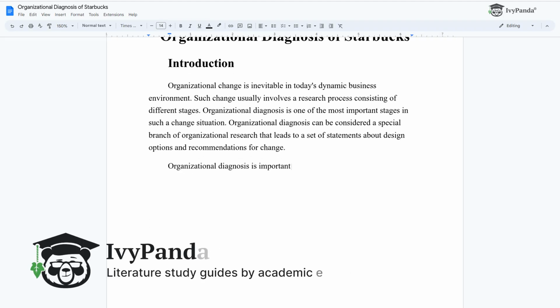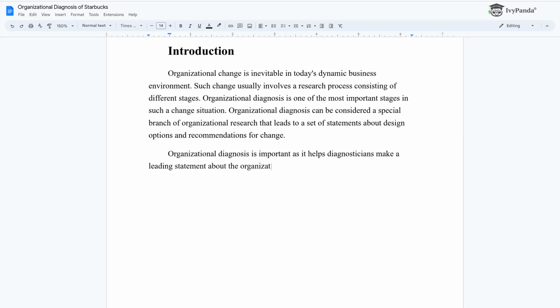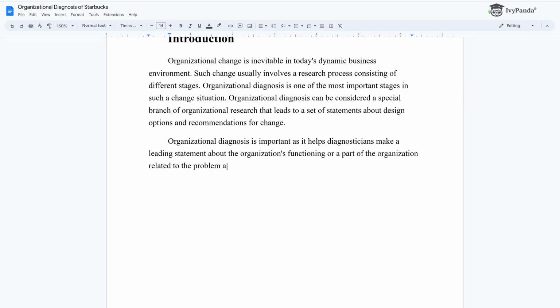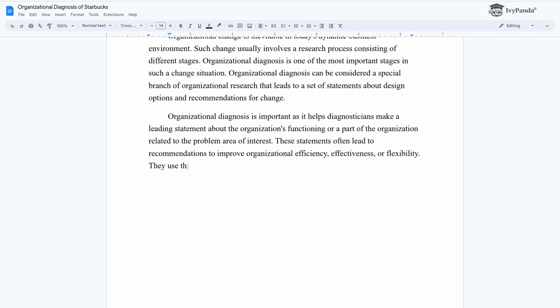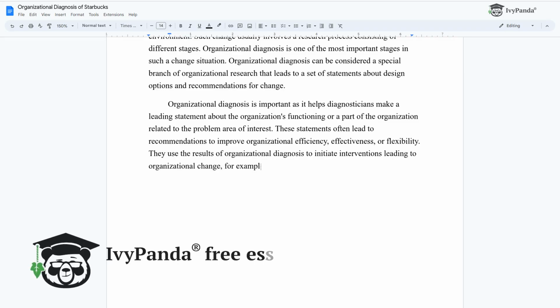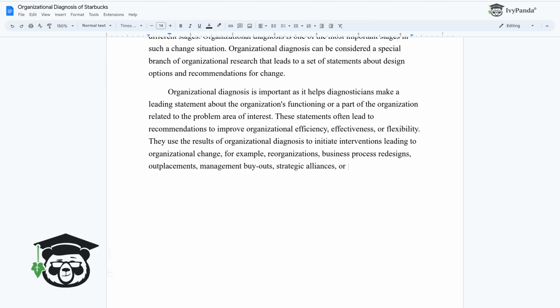Organizational diagnosis is important as it helps diagnosticians make a leading statement about the organization's functioning or a part of the organization related to the problem area of interest. These statements often lead to recommendations to improve organizational efficiency, effectiveness, or flexibility. They use the results of organizational diagnosis to initiate interventions leading to organizational change, for example, reorganizations, business process redesigns, outplacements, management buyouts, strategic alliances, or mergers.